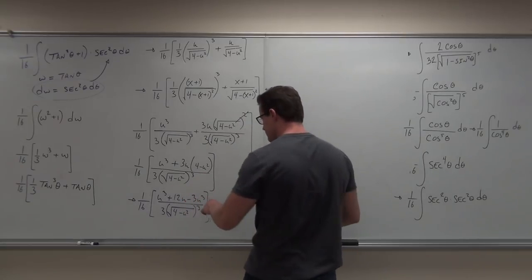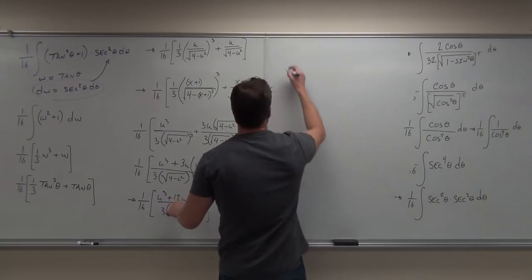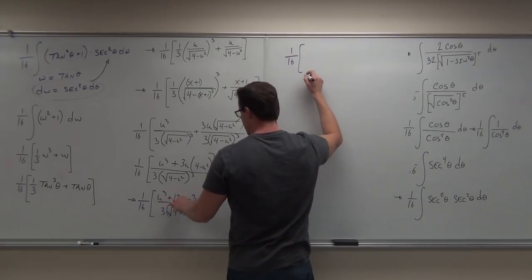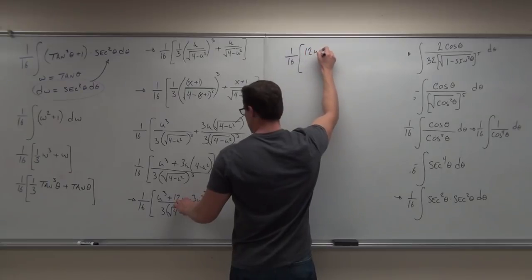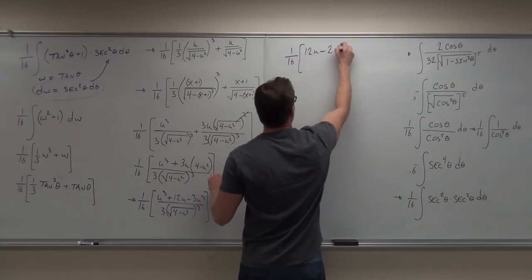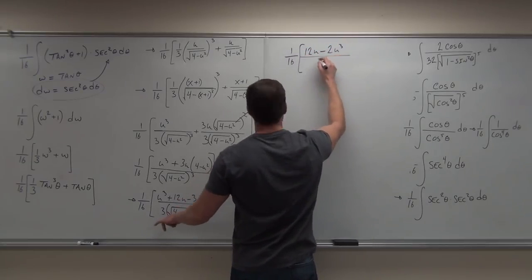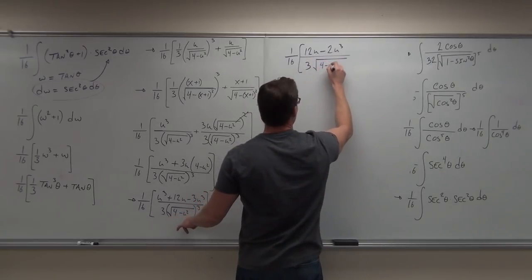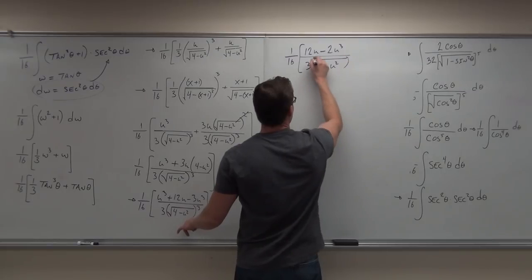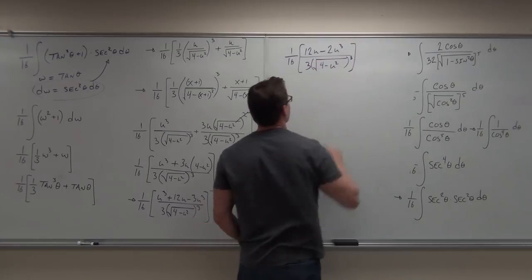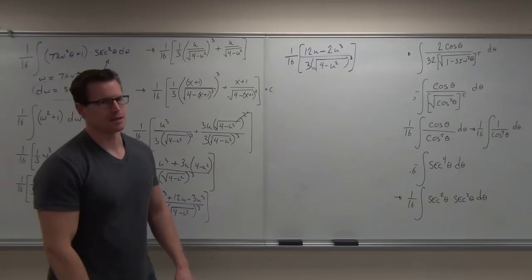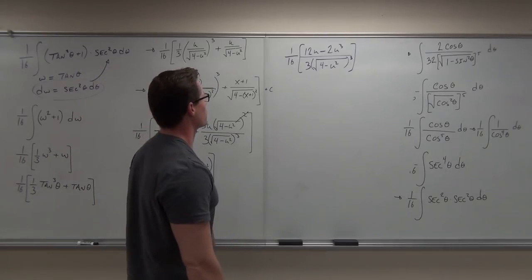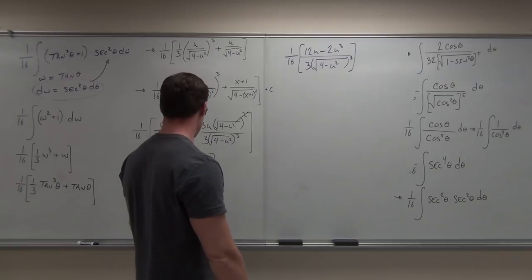After that, combine your like terms if you can. I got a 1/16. Doesn't really matter how you do this, but I'm going to have a 12u minus 2u to the third over the same stuff. That's as simple as we can make it, right there. The only, not as simple, we could factor out a 2 if we really wanted to. That might be a good idea.